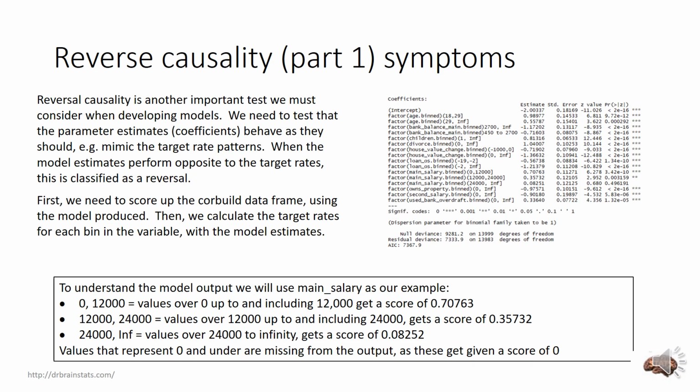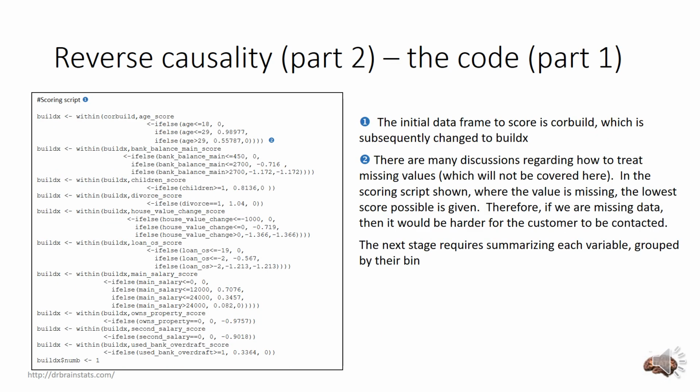So using the data frame we used previously, core build, we'll calculate the target rates for each bin in the variable with the model estimates. Again, we have a slide with quite a lot of code, which is available in the zip file. The initial data frame to score is called core build.